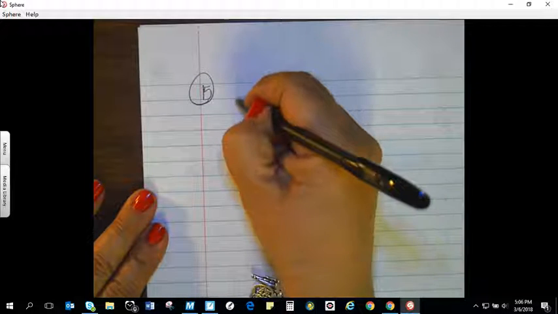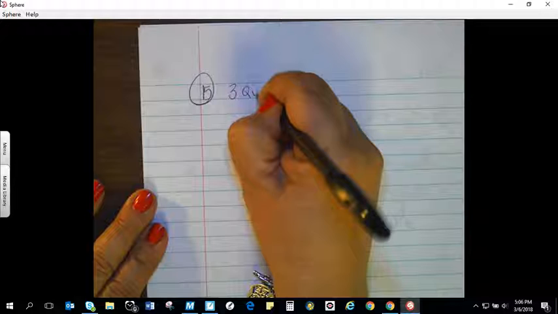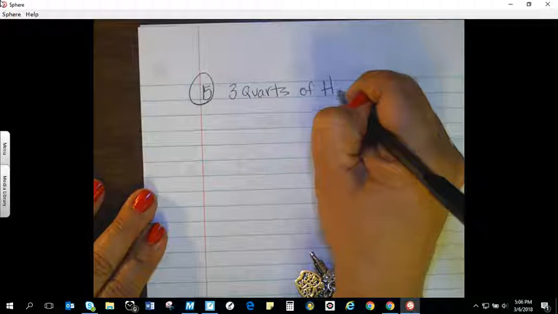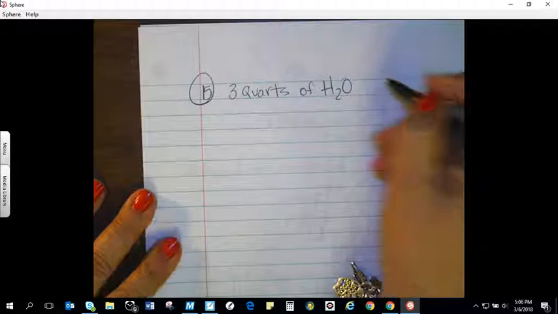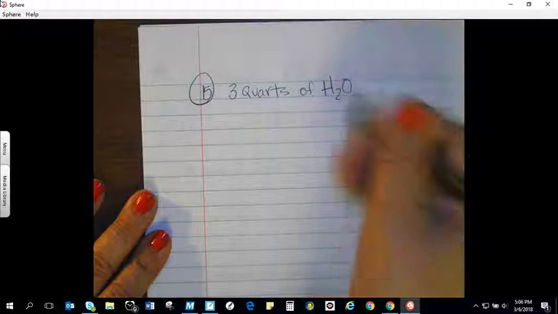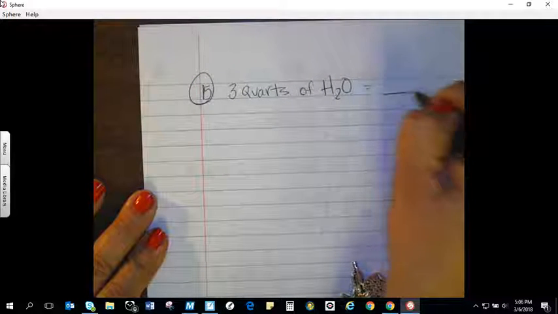And here I'm in number 15. I'm looking at here. I have 3 quarts of water. I'm going to put H2O, which means water, to fill a pot. How many times will I need to fill an 8-ounce measuring cup? So I'm going to go to how many ounces is this?